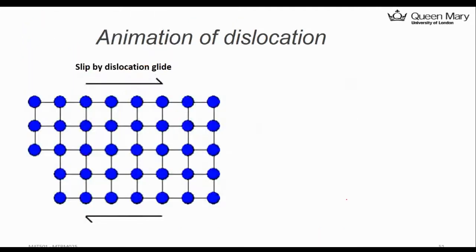Okay, so let me show you some animation. The first video is the slip by dislocation glide, basically the same picture you have seen before, but it's an animation. So you apply shear stress on this kind of defected atom arrangement. Now it looks like that. It has some missing atoms here. Apply shear stress, and you will see what's happening.